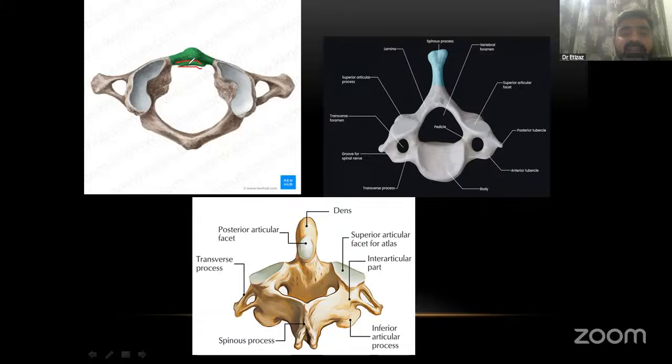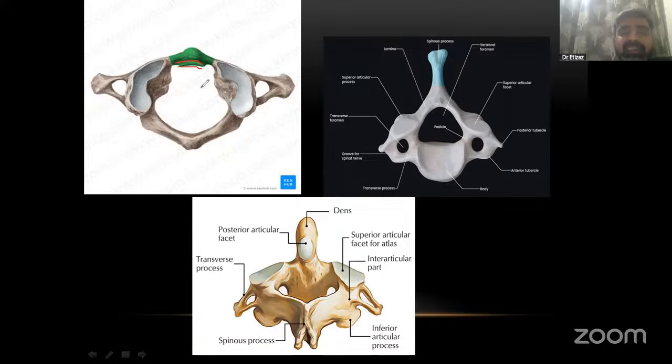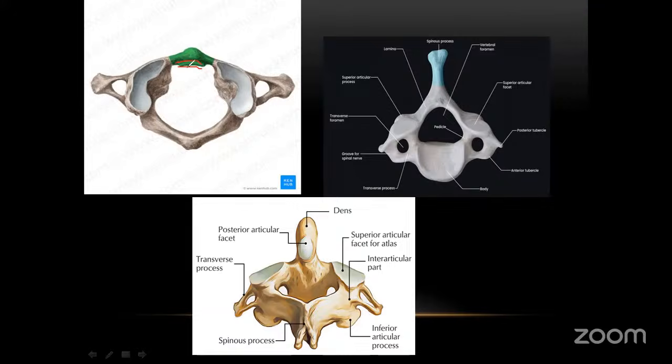The C2 dens has two parts. One is the anterior part that is attached to the inner surface of the anterior tubercle at the level of the anterior cervical arch. It has a posterior surface as well that gives attachment to the posterior articular facet, as well as to the transverse ligament. Later on, we will see how the transverse ligament goes. It is also called the transverse atlantal ligament. Actually, that is a very important ligament. So this is the area where the dens is attached.